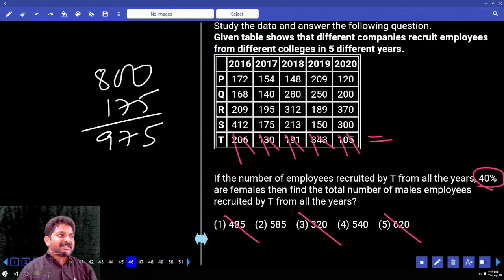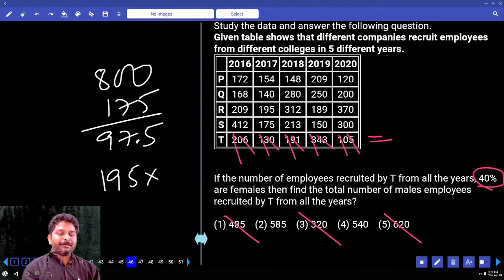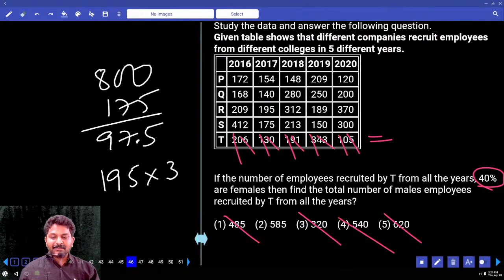60% is 50% plus 10%, but you get a decimal. It is an odd number, so 50% gives a decimal. I don't want to do that. Another way, 10% times 6, also has a decimal. So the best option is 10% doubled and tripled. 10% is 97.5, doubled is 195. Tripled, that means the answer must end with 5. Fourth eliminated, second is final.